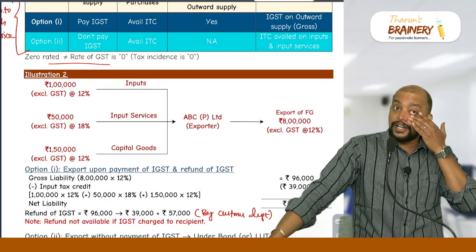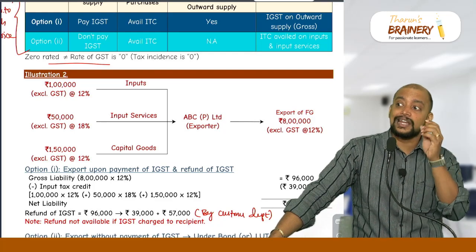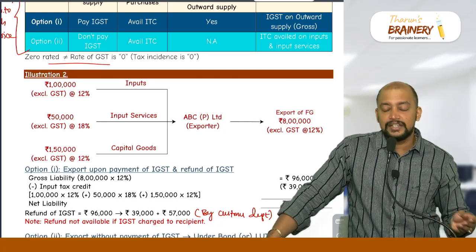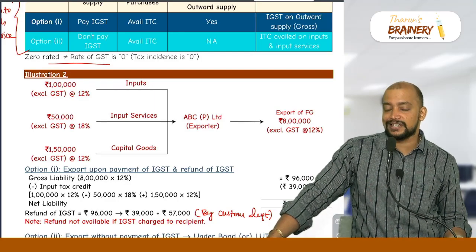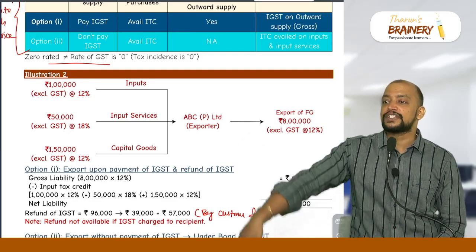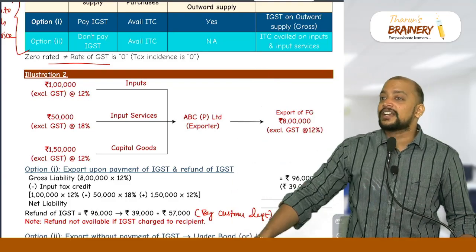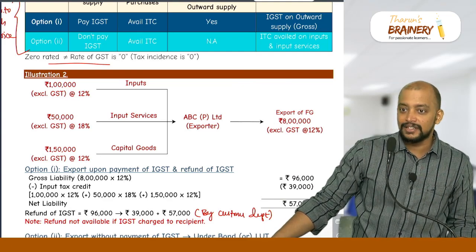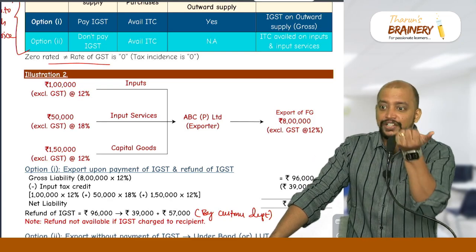Next line. Refund of ITC with respect to what? Inputs and input services. Sir, why are they not giving refund of ITC with respect to capital goods? Because they want you to go for option 1. What is the advantage the government gets when you go for option 1? Cash inflow. You understood? 57,000 rupees cash inflow they will get.